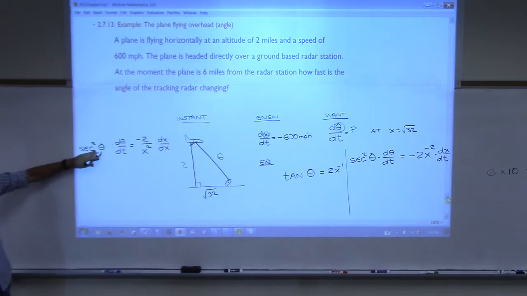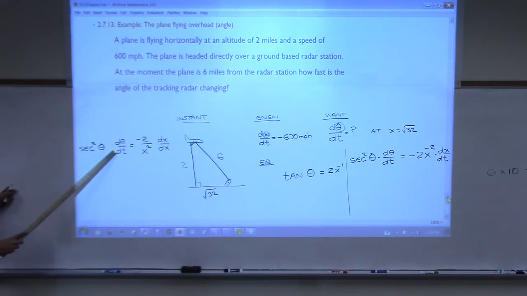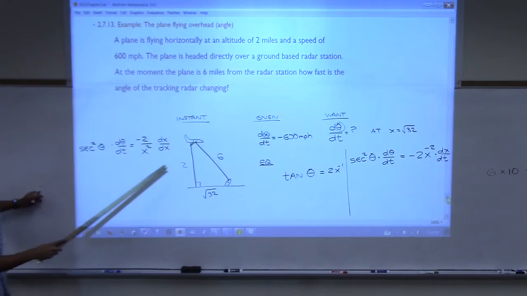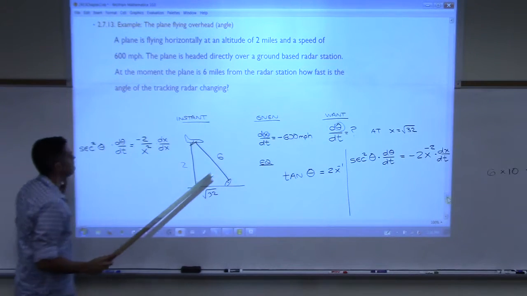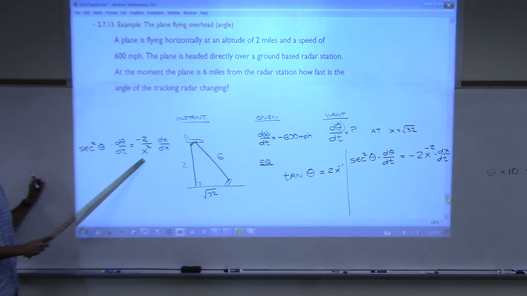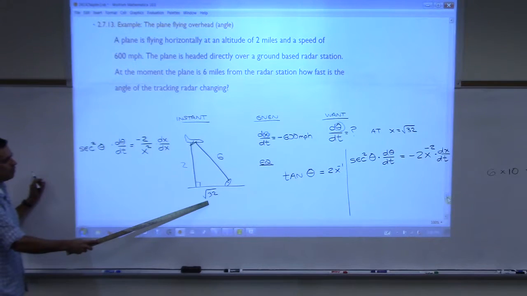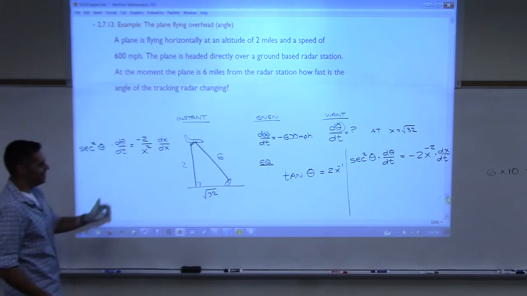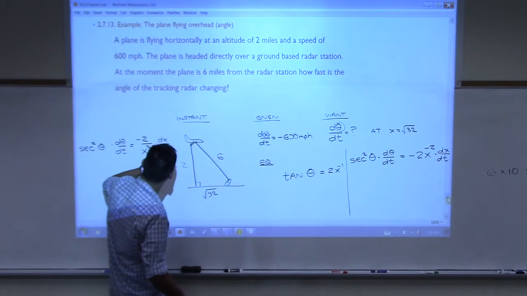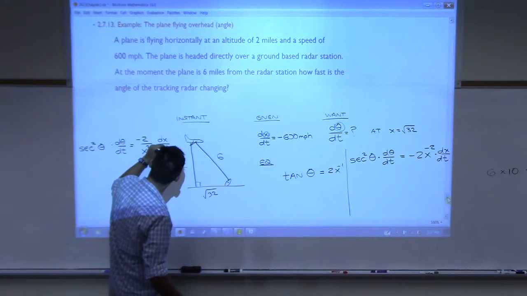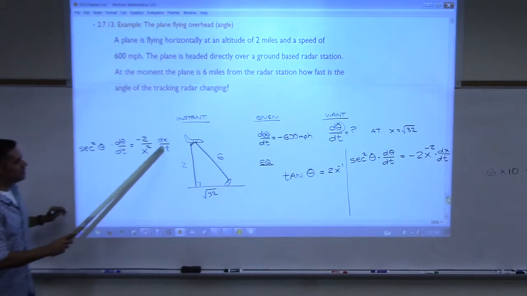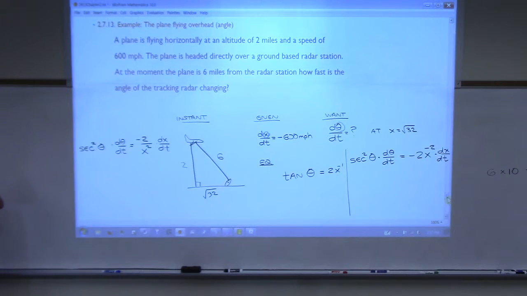All right. Let's skip the secant theta for just a second. d theta dt is what I'm trying to solve for, so I'm happy to see it. Do I know x at the moment in time? Yes, it is root 32. Sorry, that's dx dt, not dx dx. dx dt is negative 600, right? So I'm in business, but I need to figure this out.